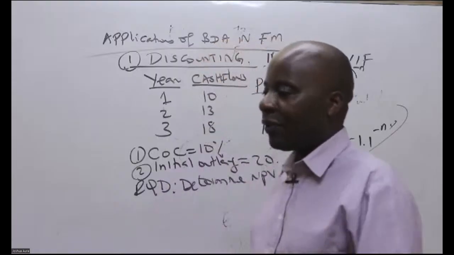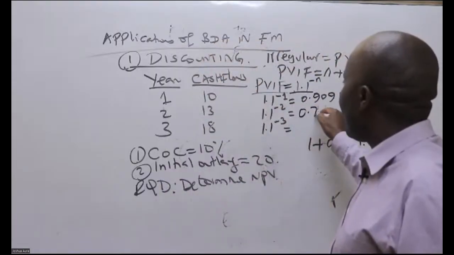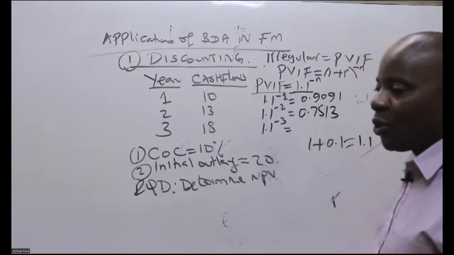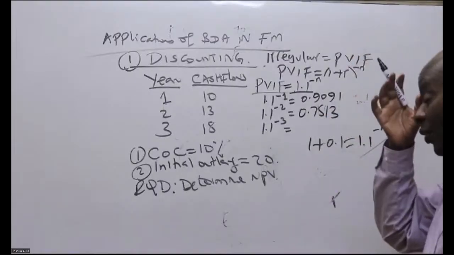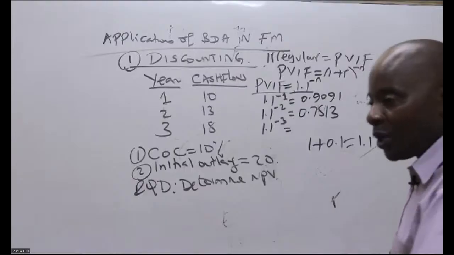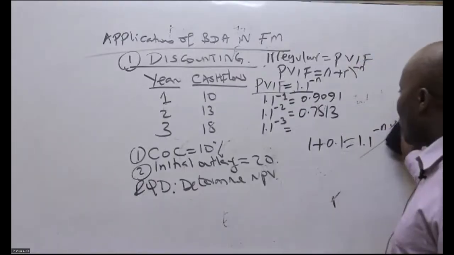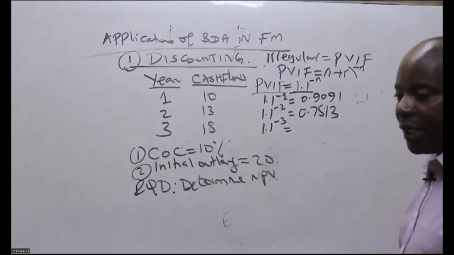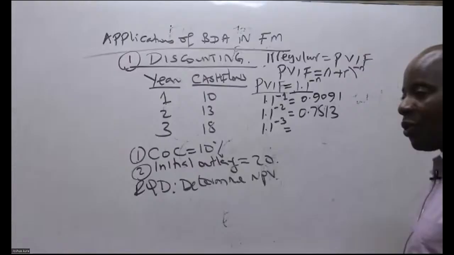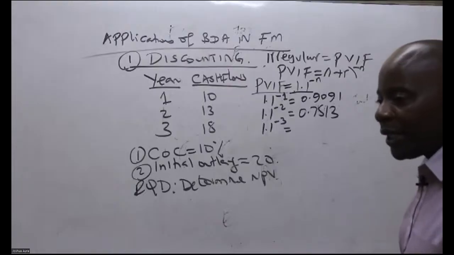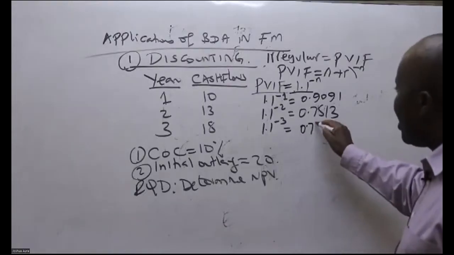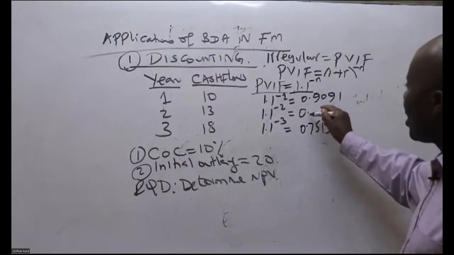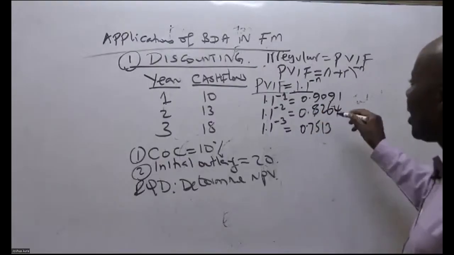So 7513. So we have here 7513. And then you go to year 3. So 1.1 raised to negative 3. What figure are we getting there? Second is 8264, sorry. So this 8264 is there. Great.